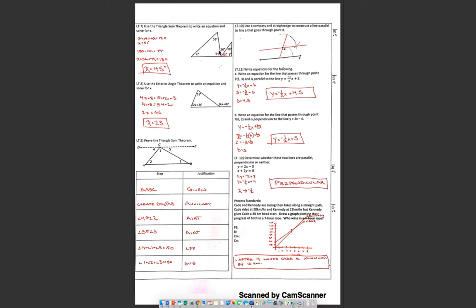And now that I have these two angles, 56 and the 79, I can use the triangle sum theorem again. X plus 56 plus 79 equals 180. So I take the 180, subtract out the 56 and the 79, and I get 45.